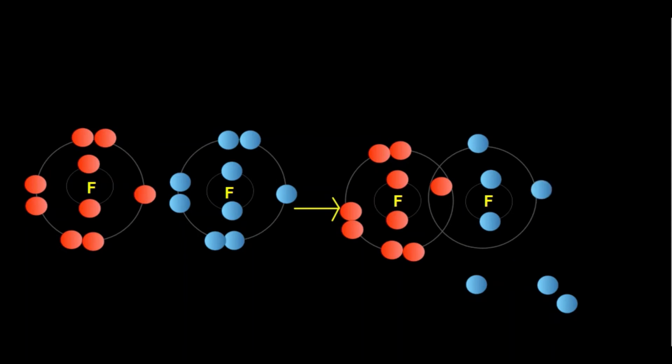1, 2, 3, 4, 5, 6, and this fluorine atom contributes single electron to a shared pair. So in this way, we get a single covalent bond between 2 fluorine atoms in a fluorine molecule. I hope formation of covalent bond in fluorine molecule is clear to you.